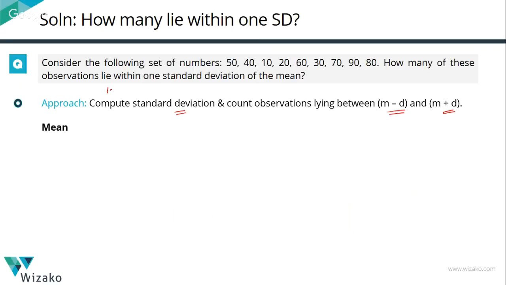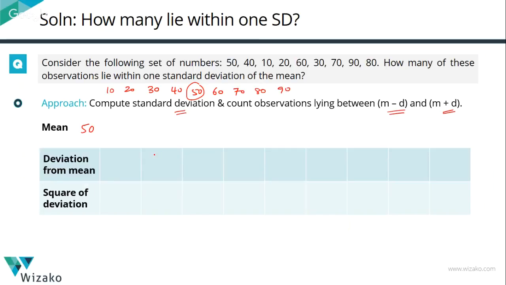The numbers are 10, 20, 30, 40, 50, 60, 70, 80, 90. These are the 9 numbers that we have. Obviously, they are all in an arithmetic progression. The middle number is going to be the mean. Let's not even waste time adding them and dividing them by 9. So the mean has been computed.